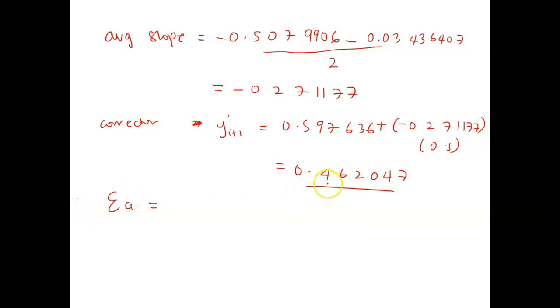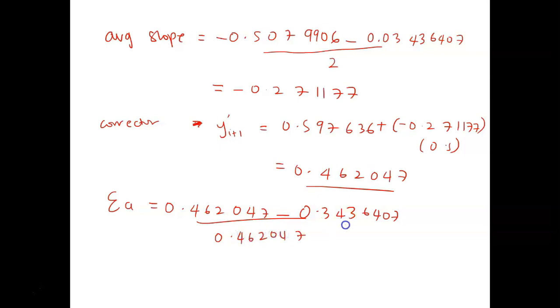So check whether it is less or more than the ES. So this one is 0.462047 minus the previously calculated Y, which is this one, divided by this 0.462047, times 100%. So this one you will get 25.63%, still more than the ES. So of course you need to do your second iteration.